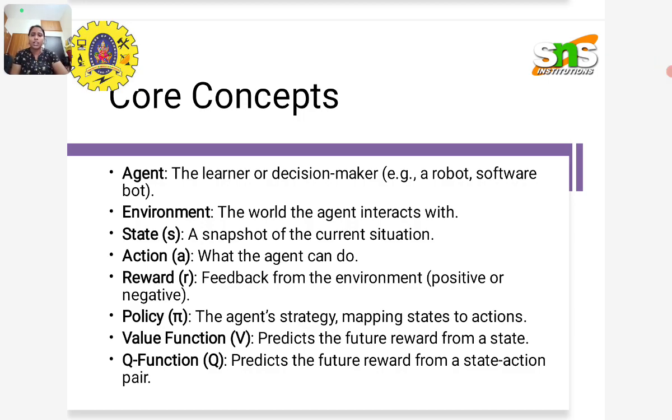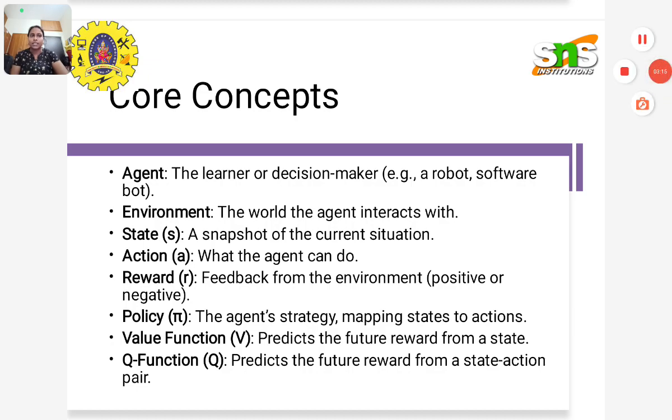And reward is feedback from the environment, whether it is positive or negative. Policy is the agent's strategy, mapping states to actions. The value function predicts the future reward from a state. And the Q function predicts the future reward from a state-action pair. So these are the core concepts of reinforcement learning.